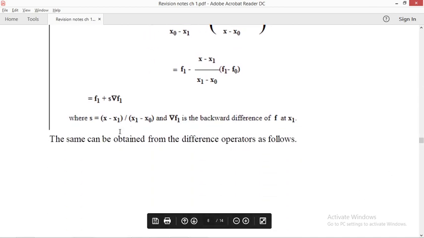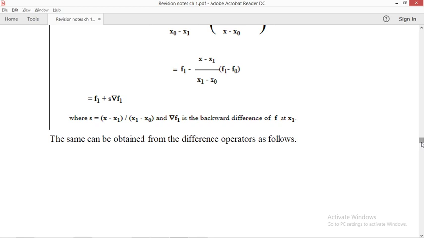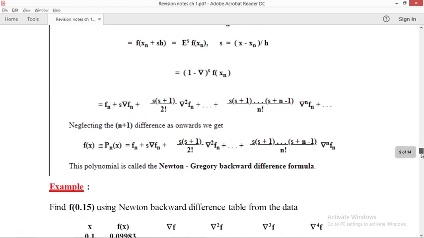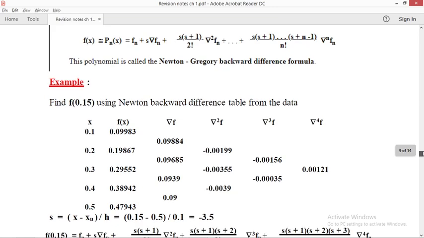Here, the same operators can be used. There is a small change from the formula that we used in the Newton's forward difference method. There is a change in the sign, and also the R we used over there and the S we used over here use the first and the last point respectively. Let's have a look at an example.